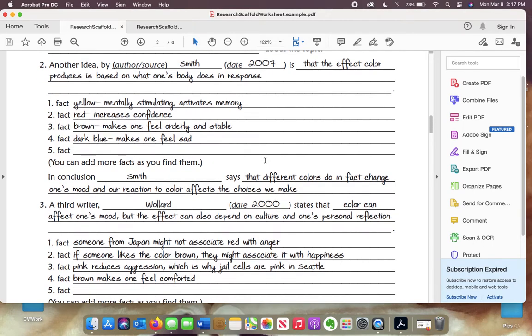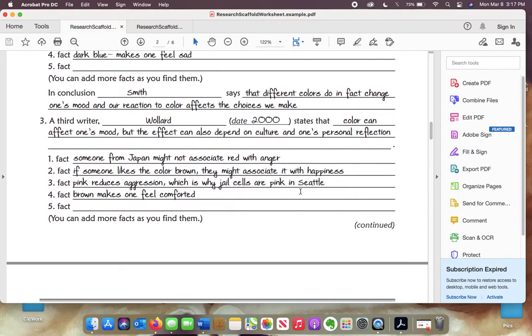The conclusion here is that different colors do in fact change one's mood, and our reaction to color affects the choices we make. And of course, you will not use words like our or we when you write your paper because that is not academic. And then we got a third writer who says color can affect one's mood, but the effect can also depend on culture and one's personal reflection.